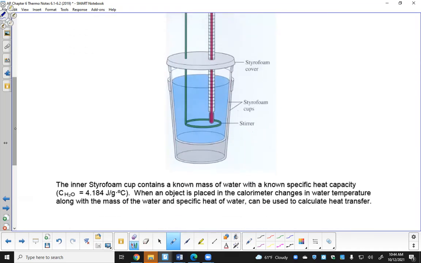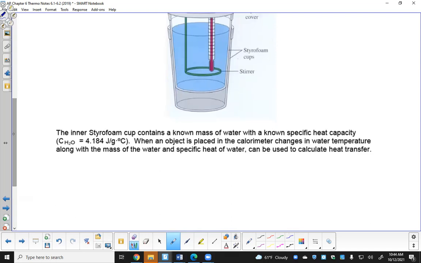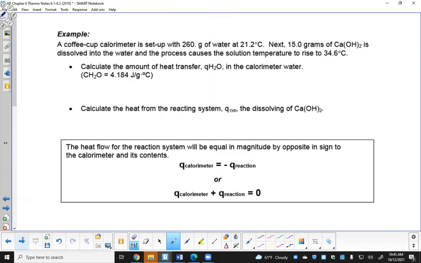And what we do is we put something into the calorimeter. If we know the mass of the water, we know the specific heat of the water, and we know the temperature changes in the water, we can use what happens to the water to figure out what happens when we put something else in there. So we put an object into that, we measure the changes that occur, and we find out something about the process being examined. Let's go on to an example.